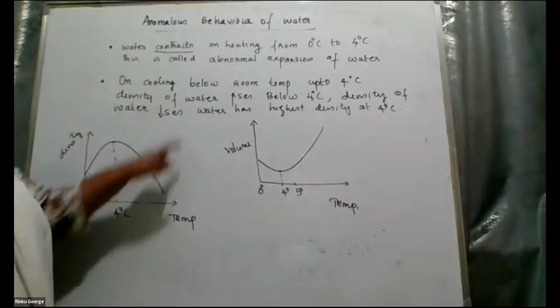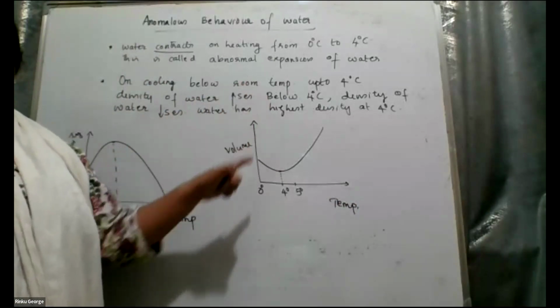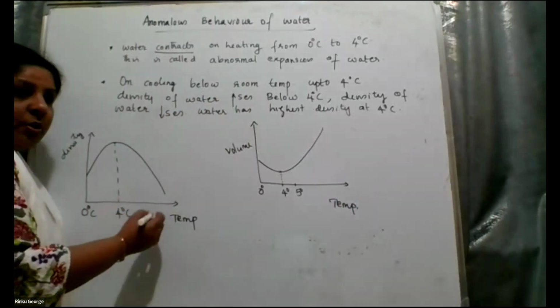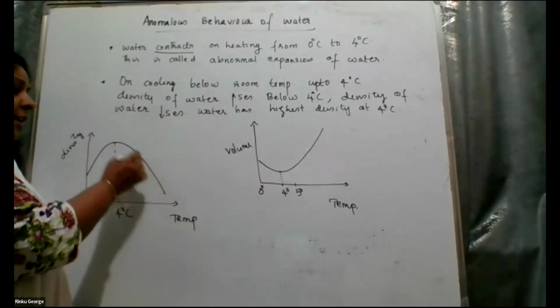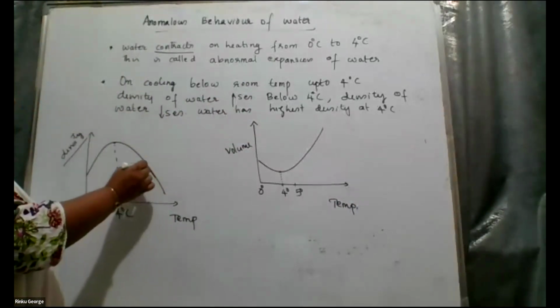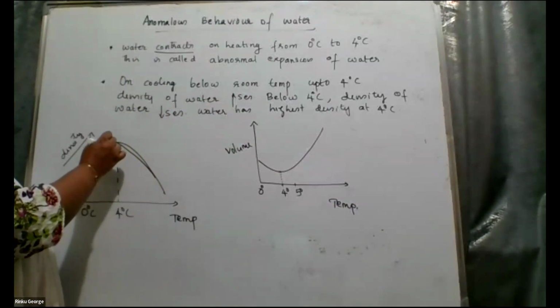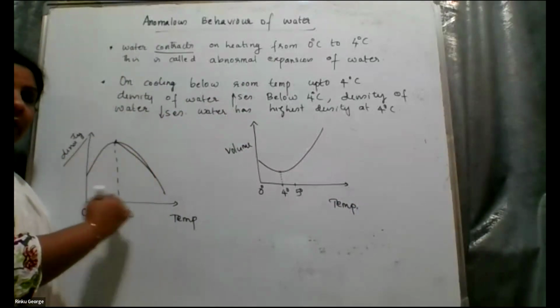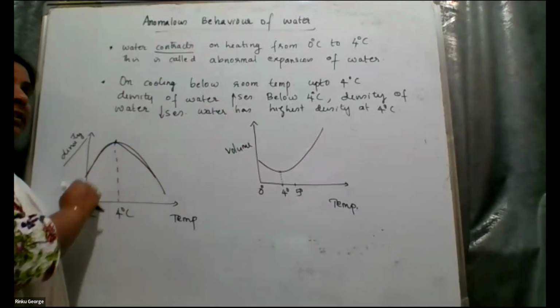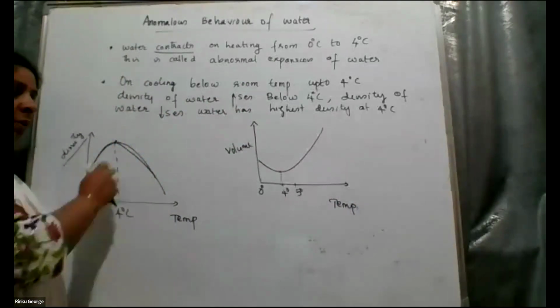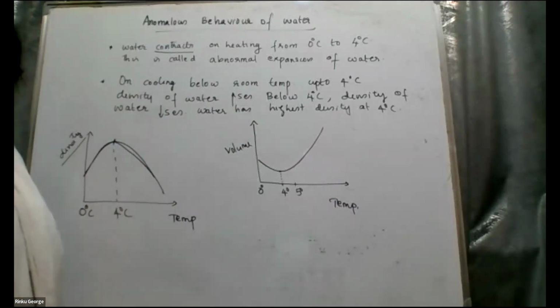So what they are saying: on cooling below room temperature up to 4 degrees, you are decreasing the temperature. On cooling, what happens? Density increases. This is density. Density of the water increases. And below 4 degree, if you further decrease the temperature, density decreases. So water will have highest density at 4 degree.